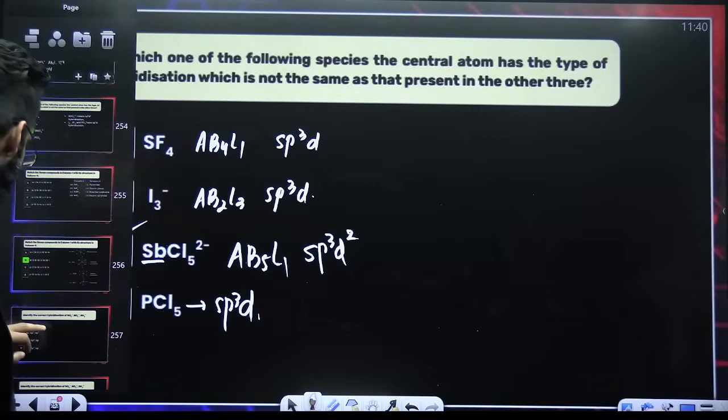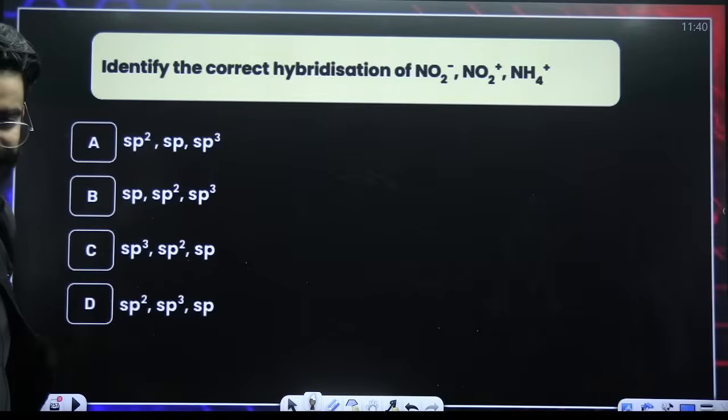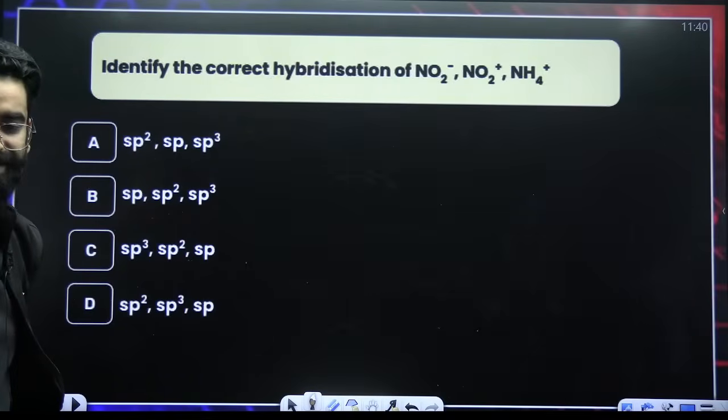Kill it. Kill them. Quickly. This is a recent JEE Mains question. Kill it.